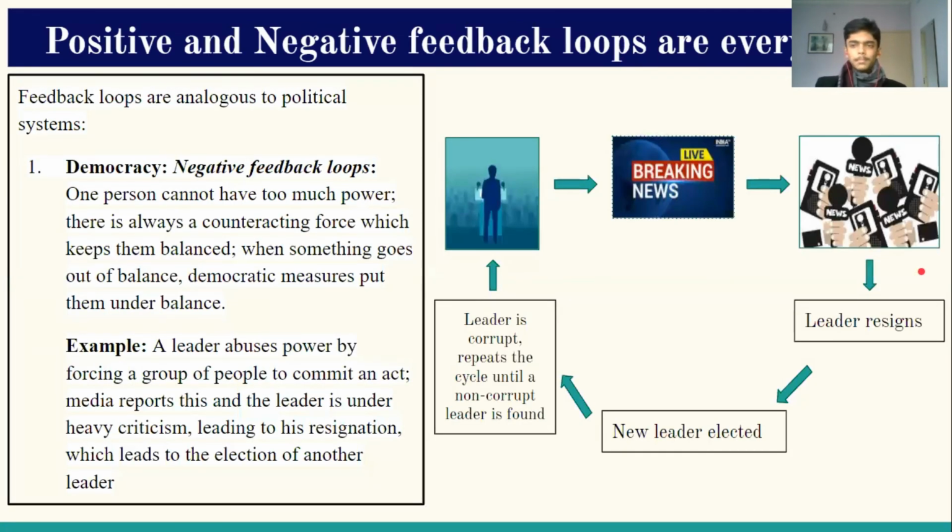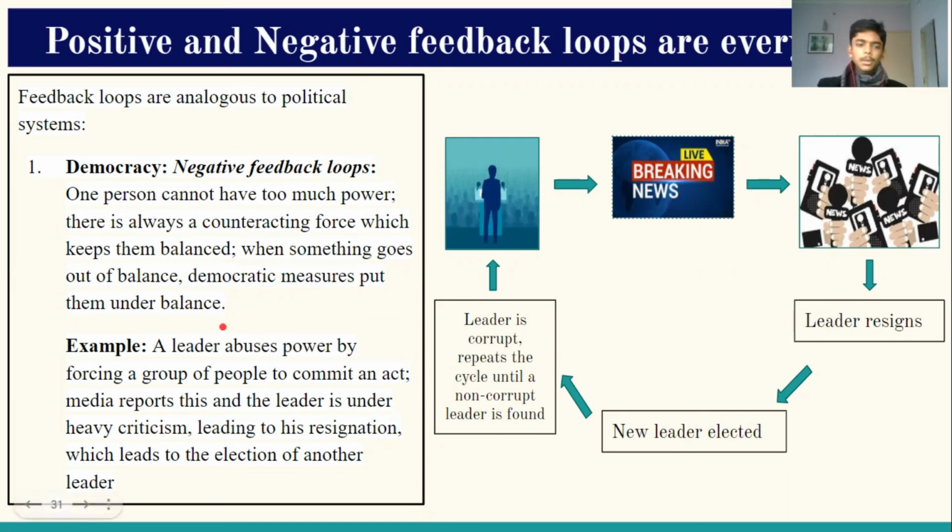Now let's look at a political example. Okay. Feedback loops are analogous to political systems. We can consider democracy to be a negative feedback loop. So in a democracy, one person cannot have too much power. There is always a counteracting force that keeps them balanced. When something goes out of balance, democratic measures put them in balance once again.